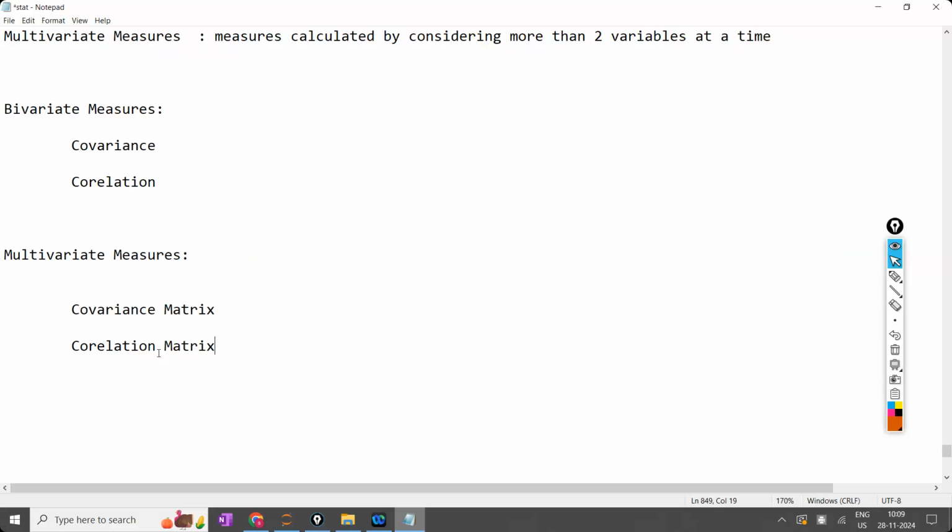For example, if you have 5 columns, can you apply the covariance on 5 columns at a time? No. By taking any 2 columns at a time, you are going to build the matrix. Is the point clear?